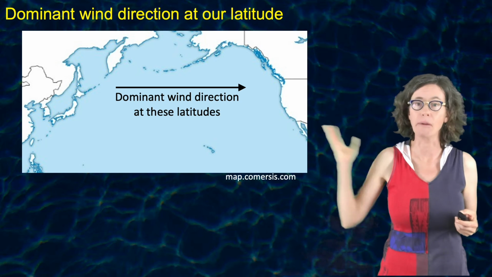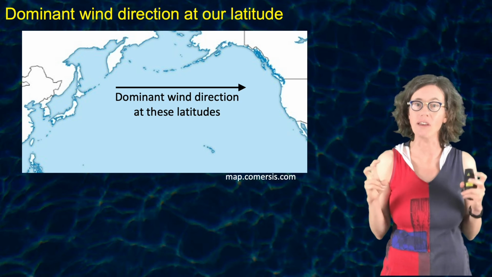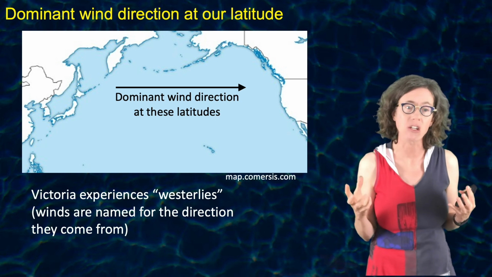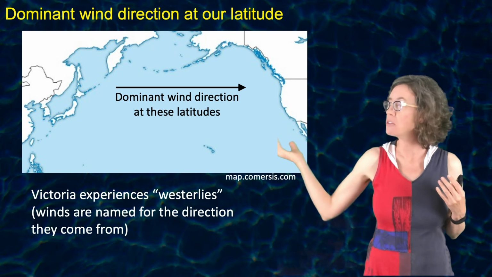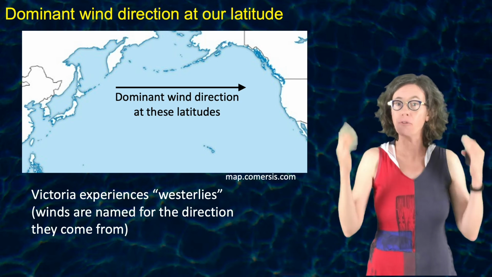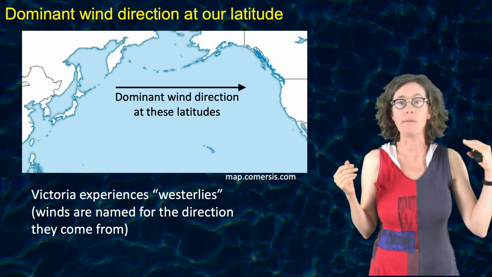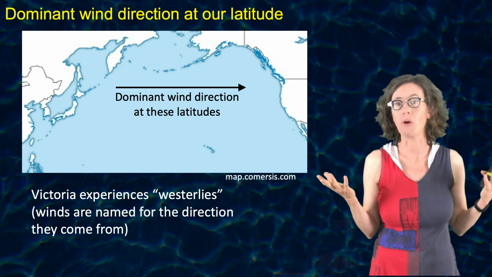These winds that are coming from the west, we call them the westerlies, and that's because winds are always named for the direction from which they come. So these are the westerlies, but if we go farther north, we find that the winds there are blowing from the east, and we call those the polar easterlies.